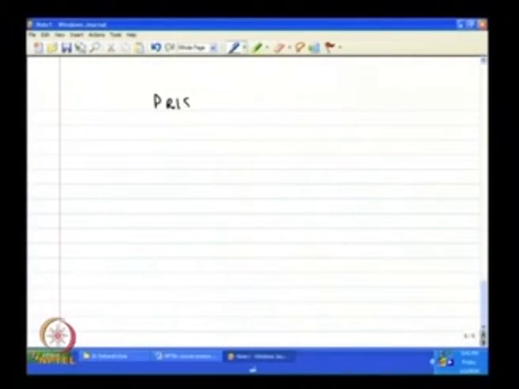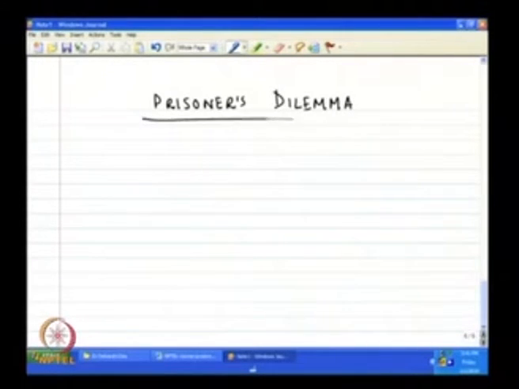Let me give you an example, and this is the first game that I am going to introduce here. This is a strategic form game with ordinary preference, and the game is called Prisoner's Dilemma. In short, it is also called PD. P for prisoners, D for dilemma.